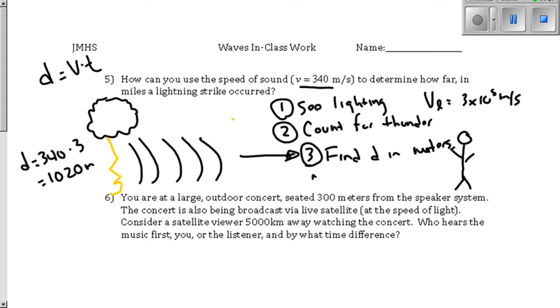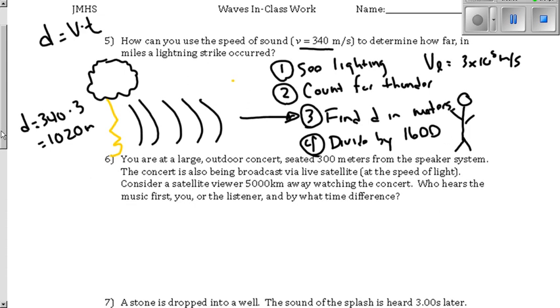And once we have our distance in meters, we're going to divide by 1,600 to come up with our distance in miles. Okay, so it ends up turning out to be that approximately every 5 seconds is a mile. So for every 5 seconds that you wait for thunder, it's about a mile away. It's a good thing to keep in mind during thunderstorms.